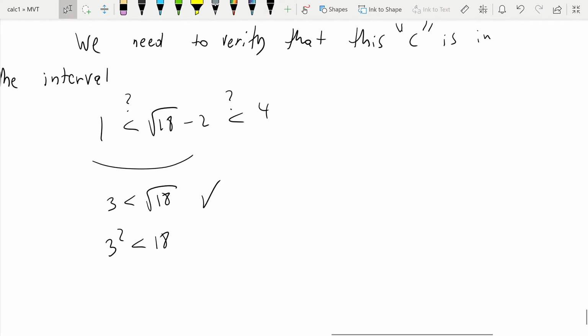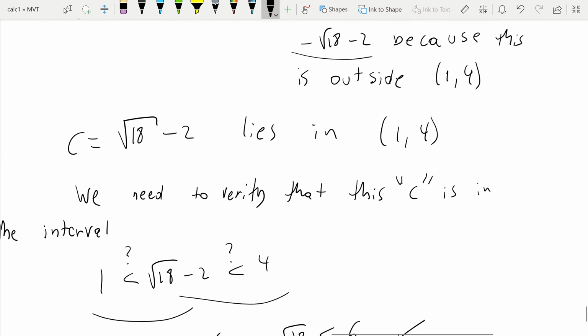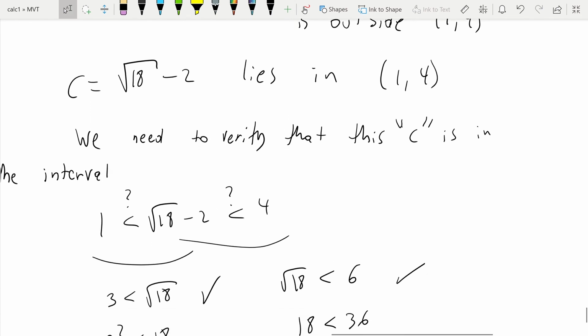Okay, and the second inequality is also true because this is equivalent to the square root of 18 being less than 6. And if you raise everything to the square, it gives you 18 is less than 36, so this is true. The square root of 18 minus 2 is in between 1 and 4.